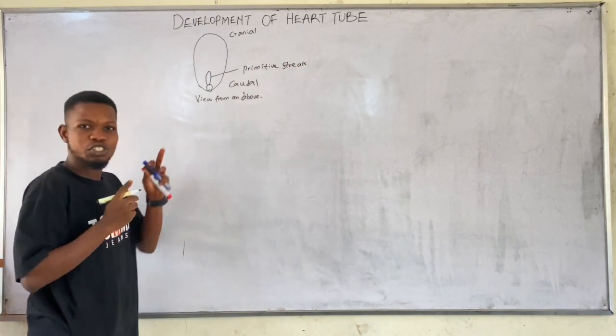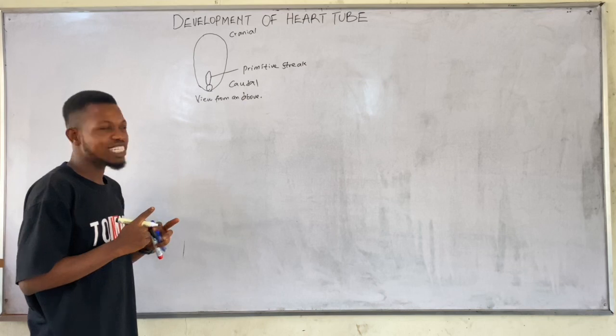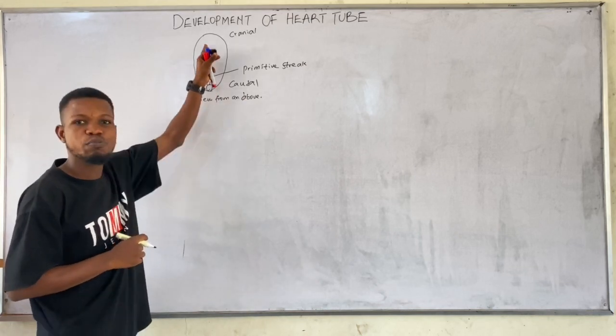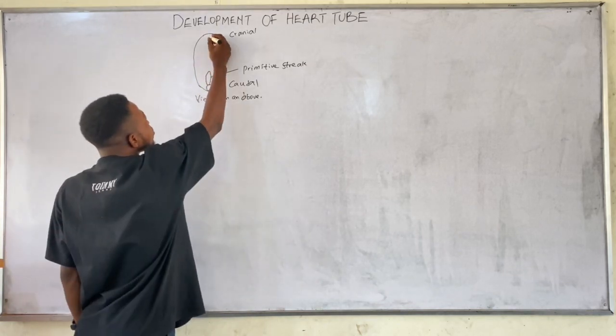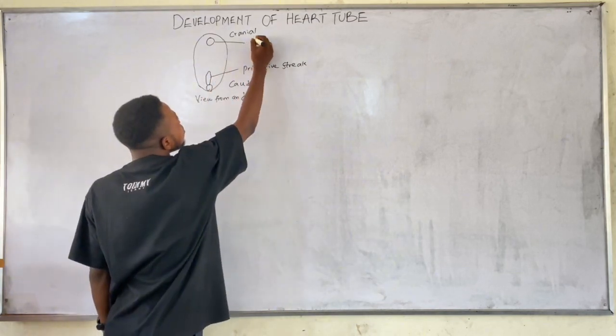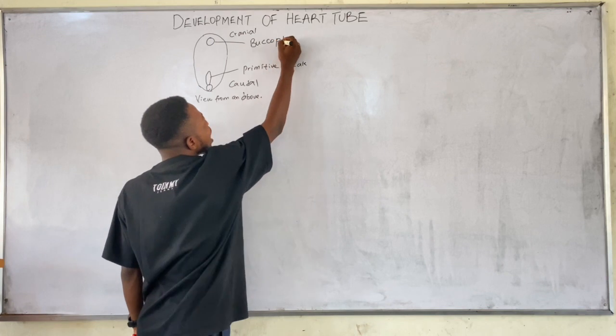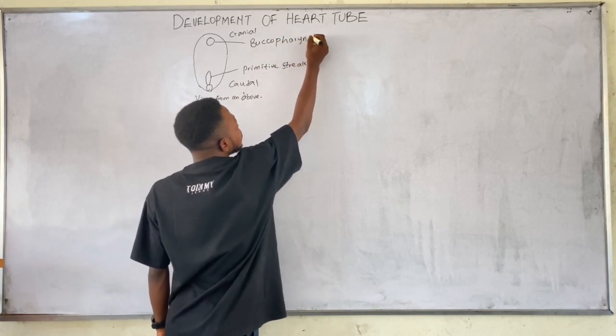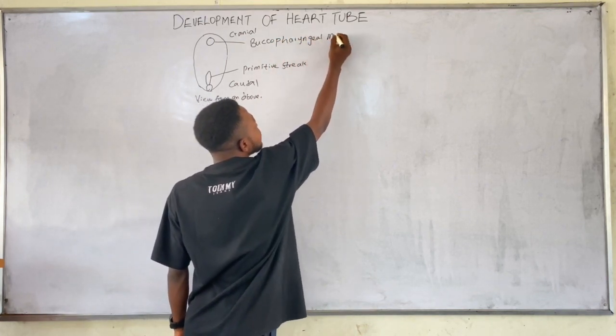There's a cord-like structure that extends from the primitive streak to the buccopharyngeal membrane. This is the buccopharyngeal membrane, our cranial portion.